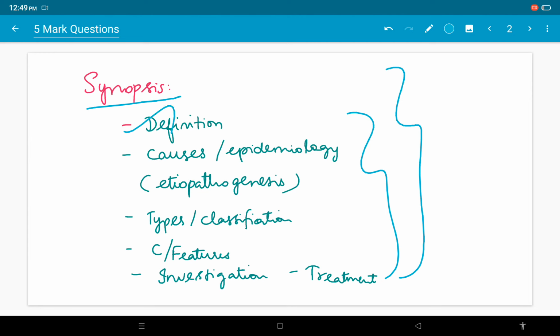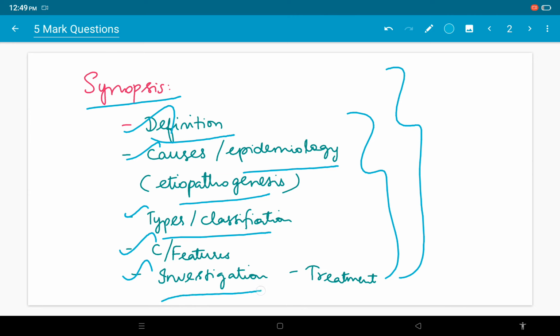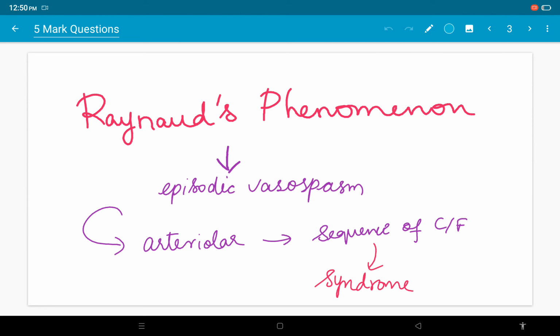So definition will be for all the common and major diseases, causes and epidemiology, etiopathogenesis, types, classification if it is present, clinical features, investigations, special laboratory investigations if anything is present, and treatment or management. So for this Raynaud's phenomenon, let us see the following subheadings.